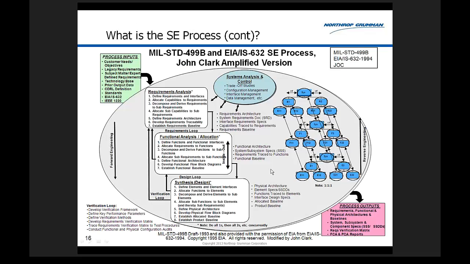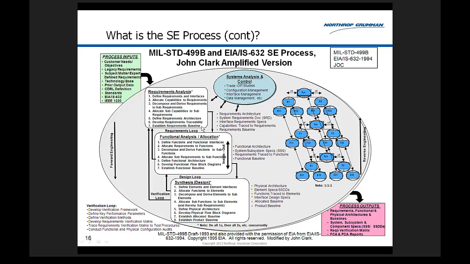Now, I took slide 16 and amplified it. This is the John Clark amplified version of the previous slide. What do they mean, requirements analysis? Well, define the requirements and interfaces, allocate the capabilities to the requirements, decompose and derive the requirements to sub-requirements, allocate sub-capabilities to the sub-requirements, define the requirements architecture, that's a term that I created, and develop the requirements traceability back to where the requirement came from, and establish the requirements baseline.